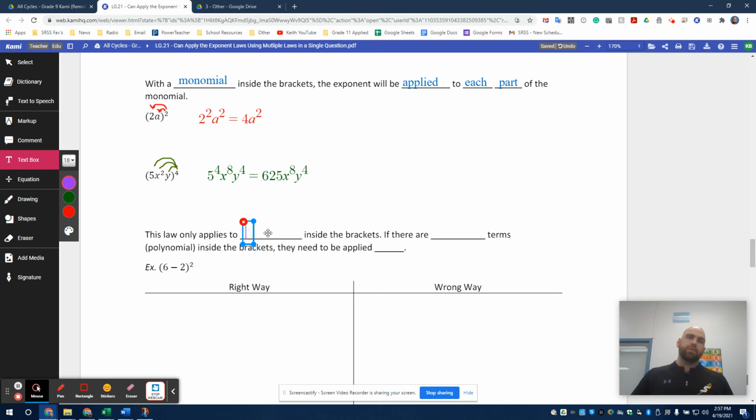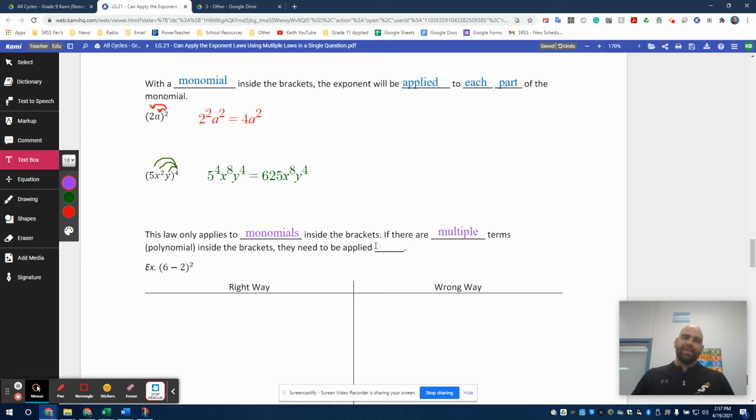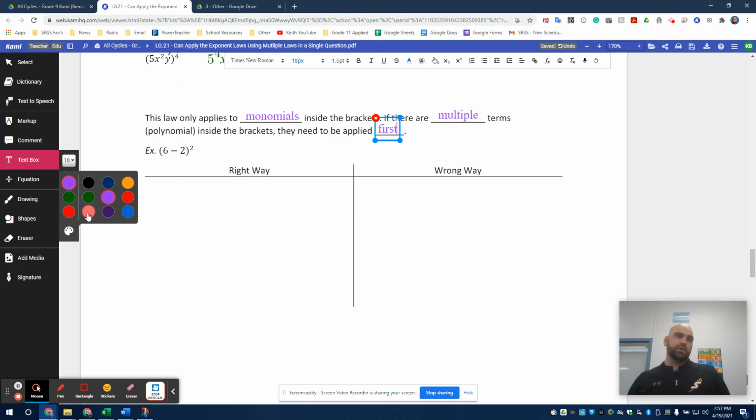Now, the law only applies to monomials inside the brackets. If there are multiple terms, such as a polynomial inside the brackets, then they need to be solved first. Okay, they need to be solved first. So something like this here, 6 minus 2 squared. I'm going to show you the wrong way to do that first, and then I'm going to go through and show you the right way.